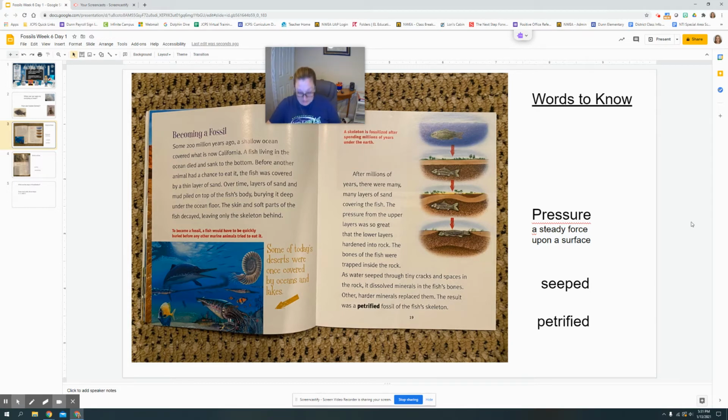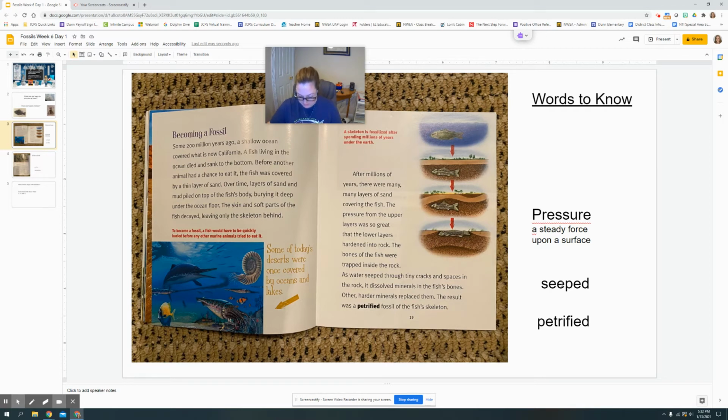All right. So let's see. We've got that third step. So now we need to kind of read a little bit more on to the fourth step. Okay. So we know the bones of the fish were trapped inside the rock. All right. Here comes the fourth step. As water seeped through tiny cracks and spaces in the rock, it dissolved minerals in the fish's bones. Okay. Seeped. The water seeped.